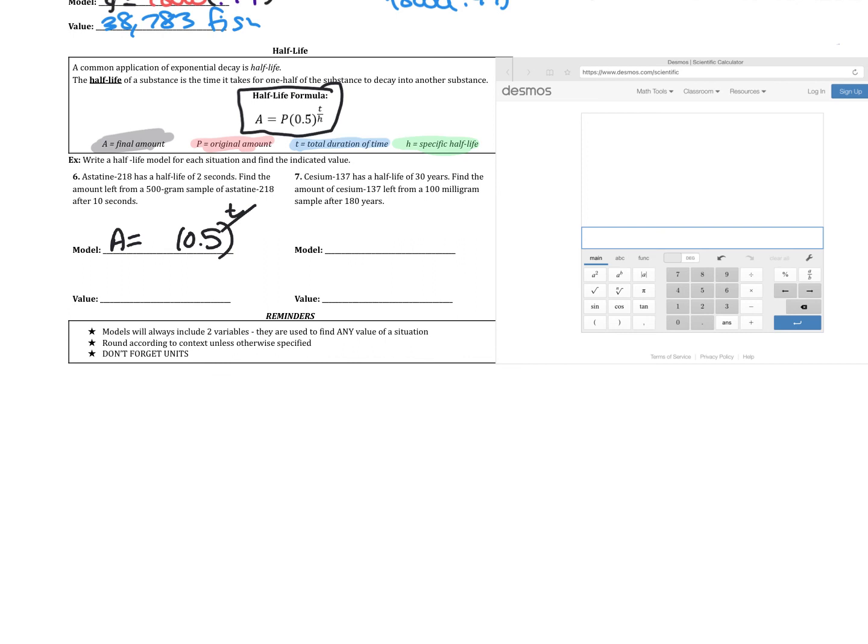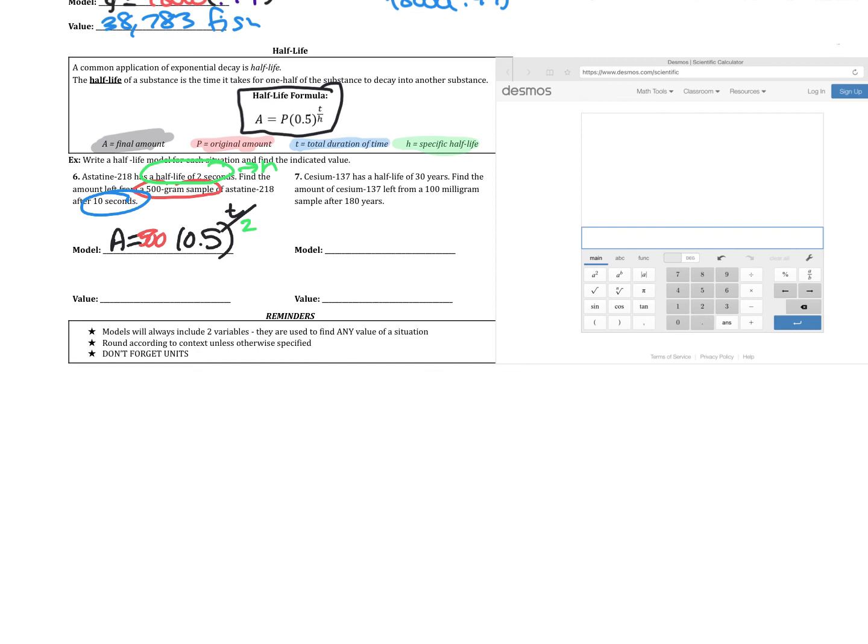So number 6, actinium-218, which is an element, has a half-life of 2 seconds. Find the amount left from a 500-gram sample, so that's our original amount, after 10 seconds. So this is the time that has passed. The other time is the half-life specific time. It has a half-life of 2 seconds. So that part is H. That's going to go here. And there's nothing to simplify. Remember, you can't multiply 500 times 0.5. That would violate the order of operations. You are officially done with your model.